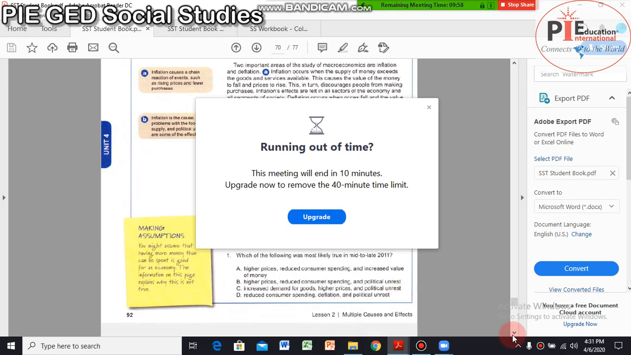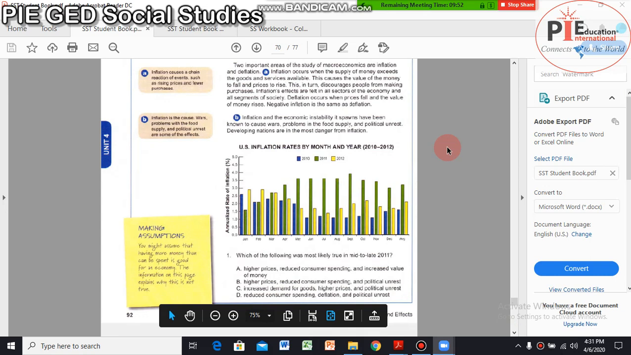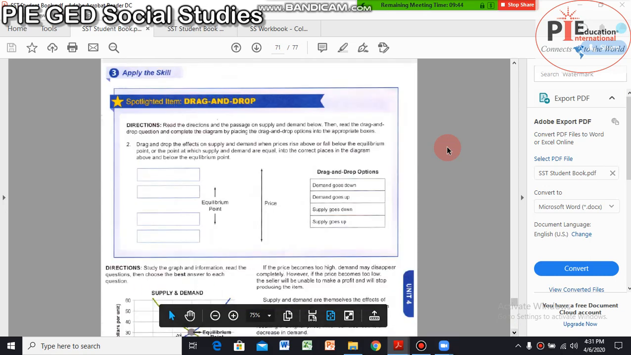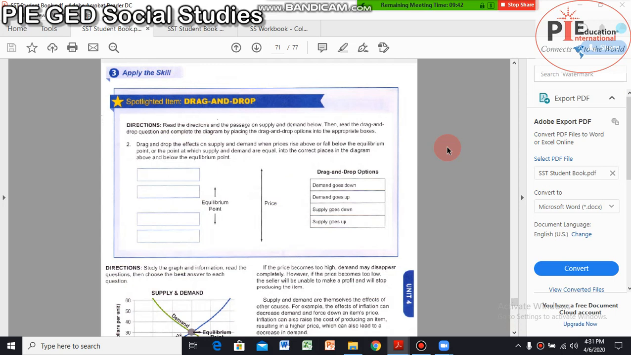Okay, if you please look at this question number 2. It's very interesting. We talked about the equilibrium point, right? Now there's a price, an equilibrium price. What is the equilibrium price? It's a price where the buyer and the seller both agree that the demand and the supply are similar, are equal.